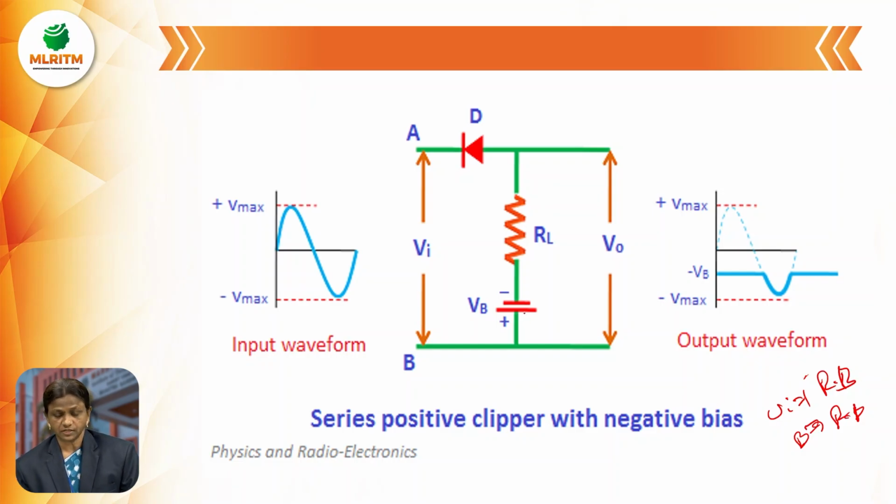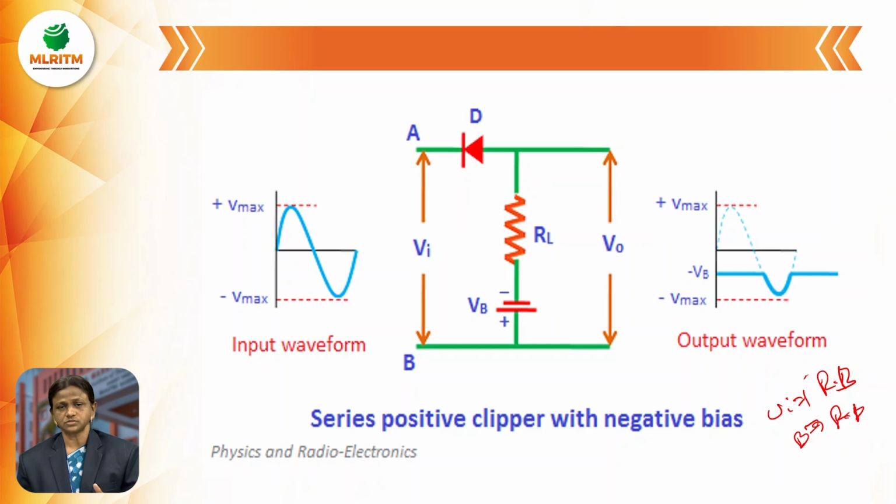VB is nothing but the reference voltage or biasing voltage. In this biasing voltage, the negative terminal is connected to the anode of diode D. So due to VB also, diode D is in reverse bias. For both VI as well as VB, diode D is in reverse bias. When diode D is in reverse bias, it does not conduct, current equals 0. The same current is also passing through load RL, so V0 equals IL into RL equals 0 only.